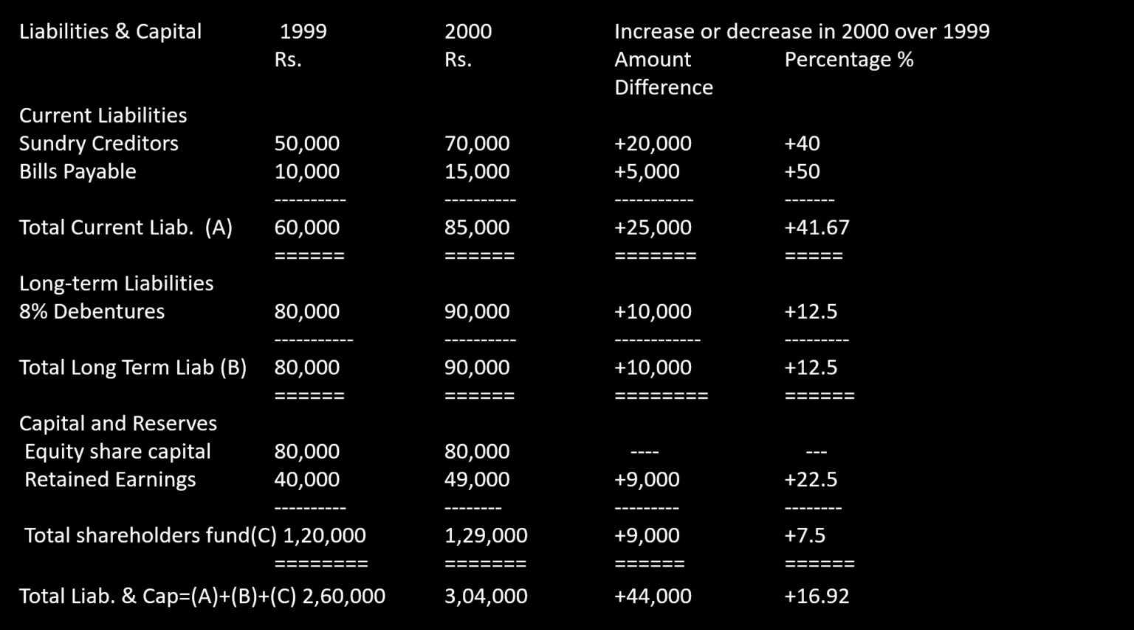Okay. The same way my long-term liabilities. Last year it was 80,000. Now it has become 90,000. What is the increase here? 10,000. 10,000 by 80,000 in 100, 12.5. Okay. Is it clear? The same way my capital and reserves I'll do separately as well as the total wise also.